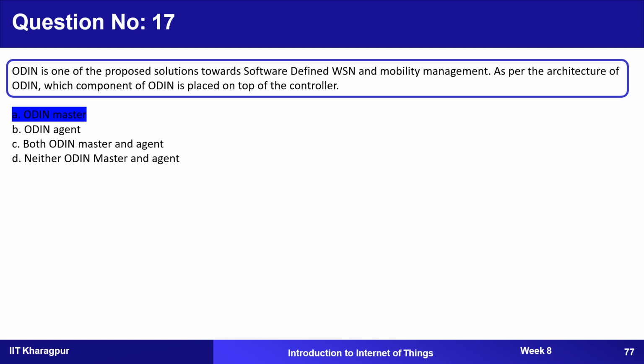So basically the hardware communicates with your ODIN agent, then ODIN agent further communicates with your ODIN master, and this ODIN master then further communicates with your controller. So this ODIN master is placed over the top of the controller, so that the communication between your hardware and controller can take place.